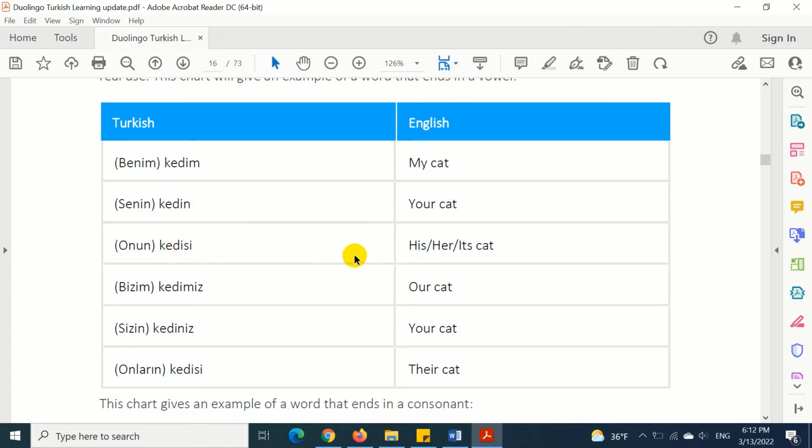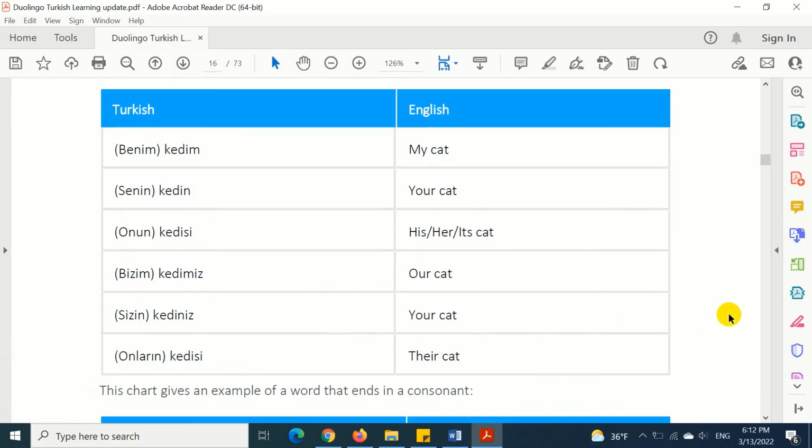Kedi, kedisi, his or her or its cat. Kedimiz, our cat. Kediniz, your cat. Kedisi, their cat. With the third person, third subject, singular or plural, there is no difference. You can use them similarly.